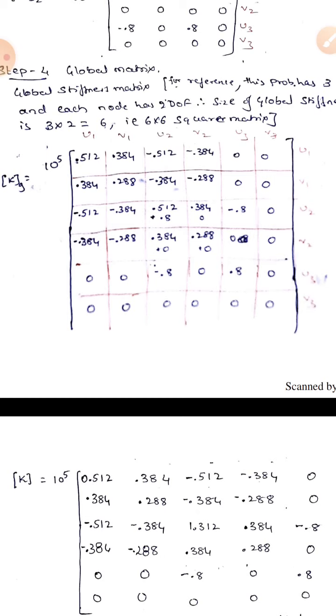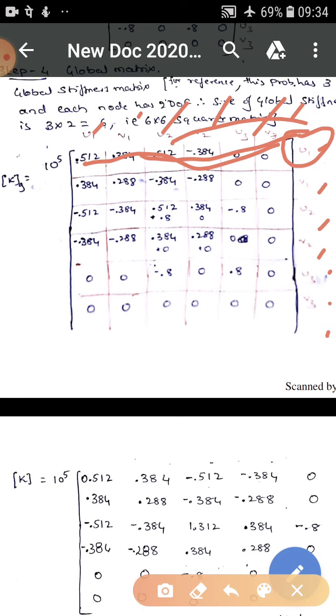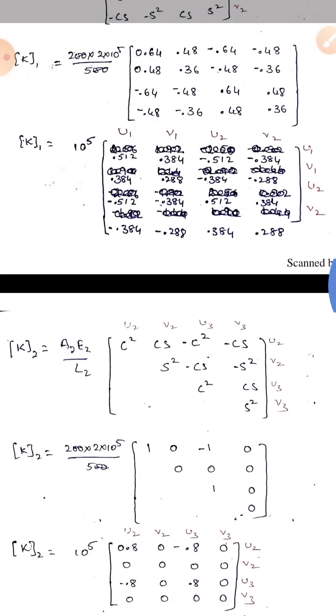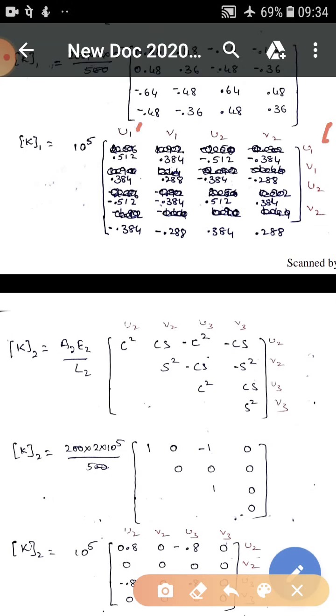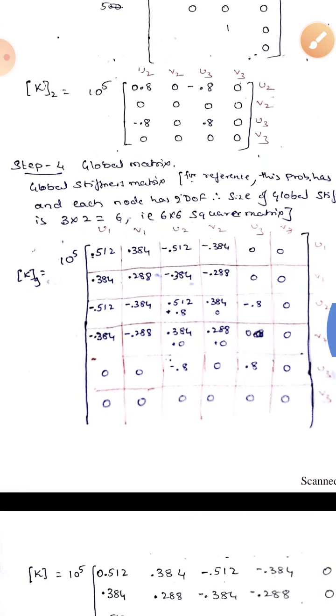In the 6 by 6 matrix, we need to write 6 rows and 6 columns. Each row and column is labelled u1 v1, u2 v2, u3 v3. Write it along the columns and along the rows also. Next, refer u1 row u1 column, u1 row v1 column, u1 row u2 column, u1 row v2 column. Where do you refer? In the element stiffness matrices. Refer to both. These are present in the element 1 matrix. If I check element 2, u1 is not present, so leave it off. So the u1 row values are directly taken from stiffness matrix 1.